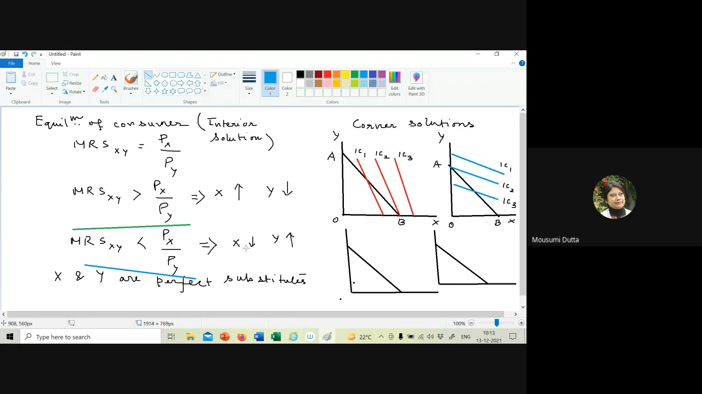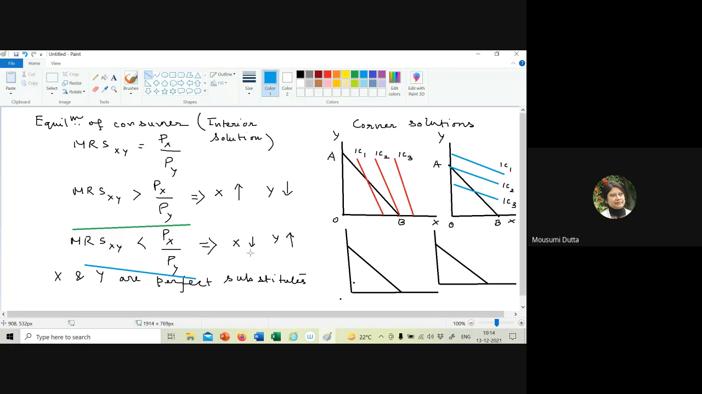finally the consumer will stop at A, because beyond A, it will not be possible for the consumer to increase consumption of Y. So the consumer needs to stop at A, because the points above A are not feasible given the budget AB. Given that it is a constrained optimization, the consumer needs to stop at A.